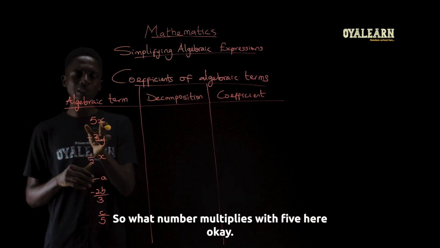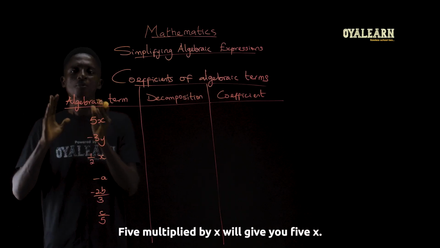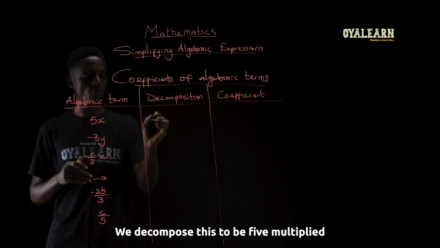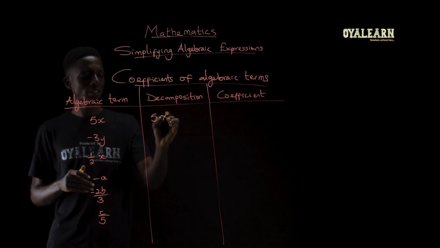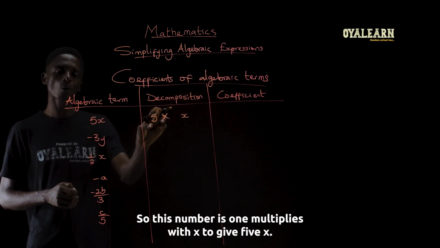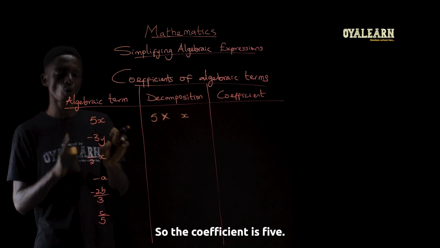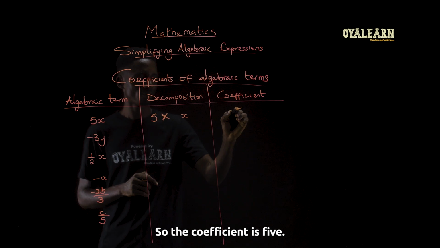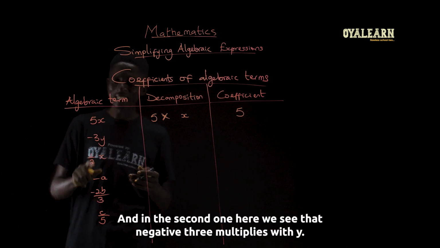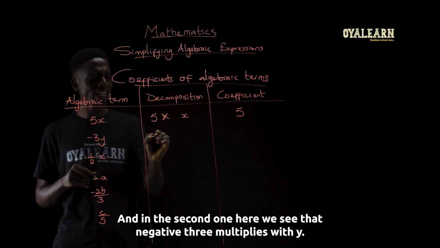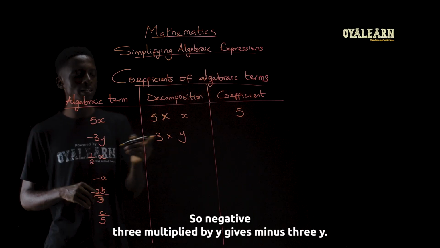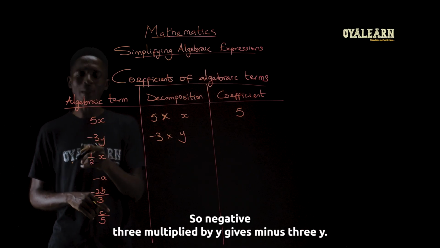So what number multiplies with 5 here? Okay, 5 multiplied by x will give you 5x. So when we decompose this, it will be 5 multiplied by x. So this number is what multiplies with x to give 5x. So the coefficient is 5. It's a positive number. Okay, and in the second one here, we see that negative 3 multiplies with y. So negative 3 multiplied by y gives minus 3y.